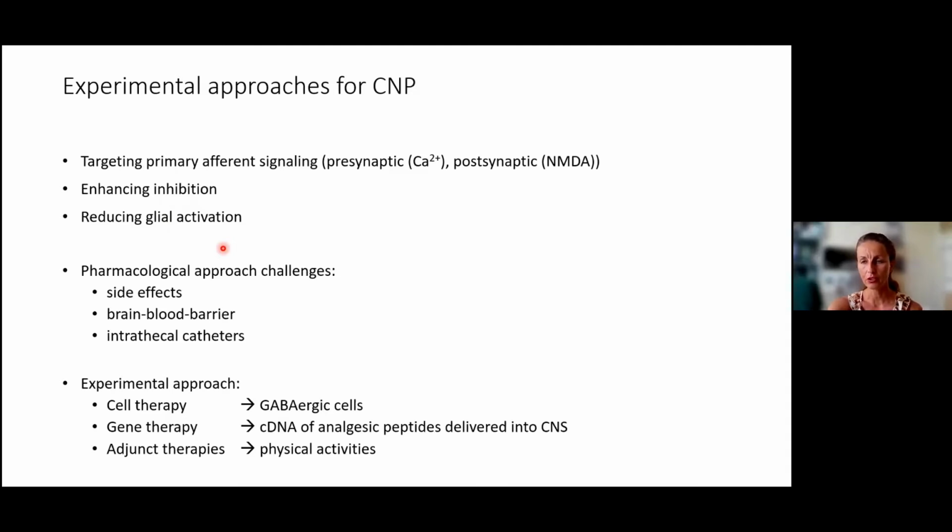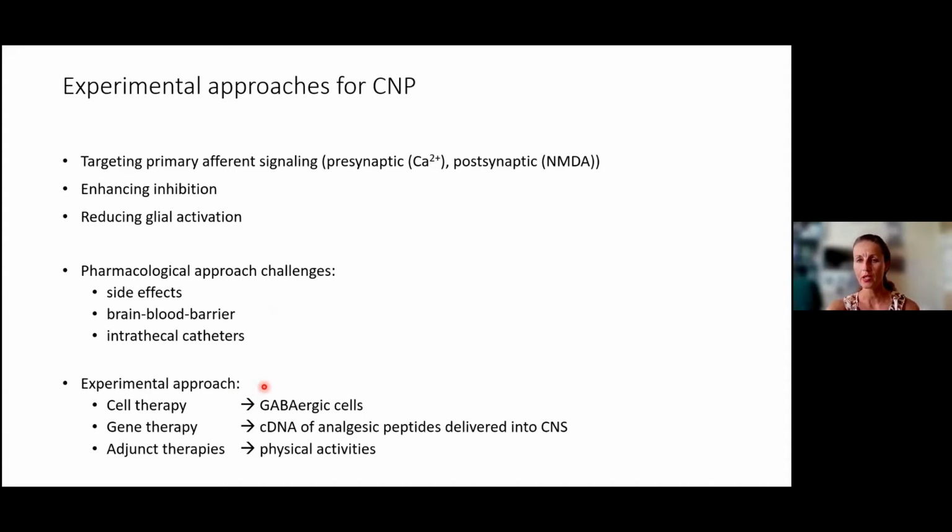The pharmacological approaches to target those mechanisms have several challenges. The major one is the side effects of any drugs that are used over a longer time. It could be, you know, addiction or development of tolerance, so then you need higher and higher doses of the drugs to achieve the same effect as you see at the very beginning. Some of the analgesic compounds are not able to penetrate the blood-brain barrier or penetrate in only a very low amount, so you need to deliver them differently. One way to deliver them is to use intrathecal catheters. This approach is helpful for the patient, but it's also costly and may be associated with the generation of some inflammatory responses.